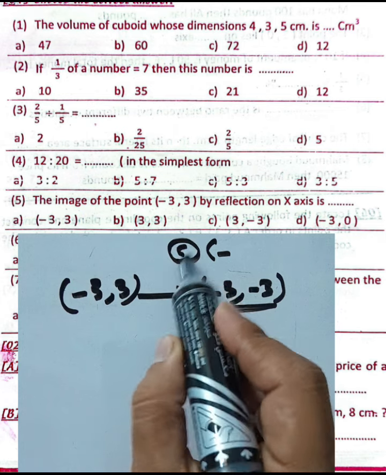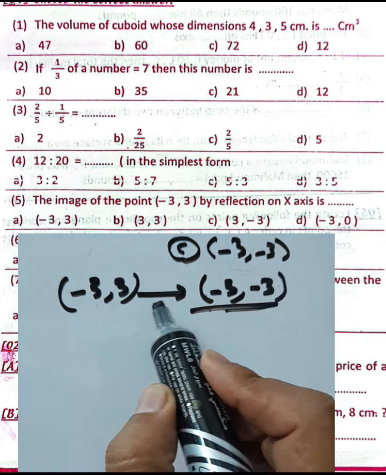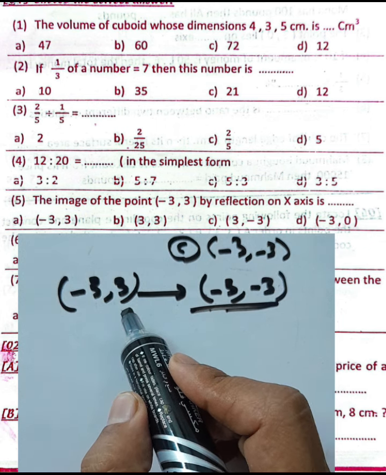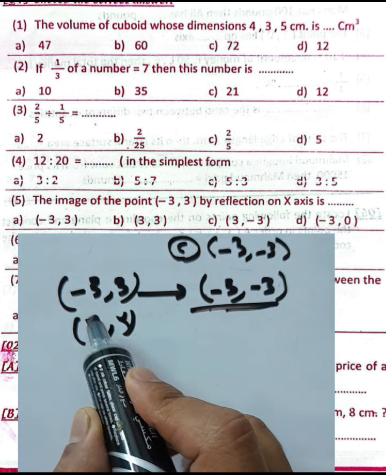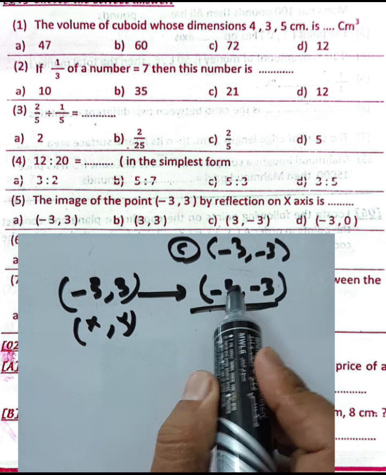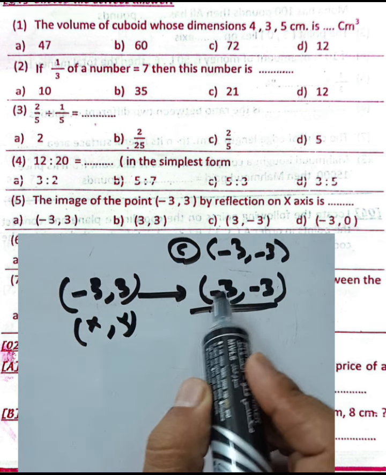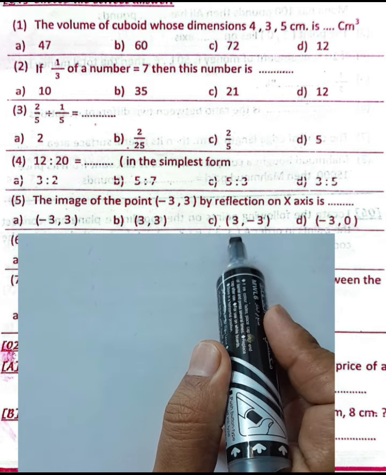Letter C, (-3, -3), is right because you want to find the image of the point by reflection on the x-axis. We must keep x here and change the sign of y. Write -3 and change the sign of y, so it will be -3 here. Then the result will be (-3, -3).